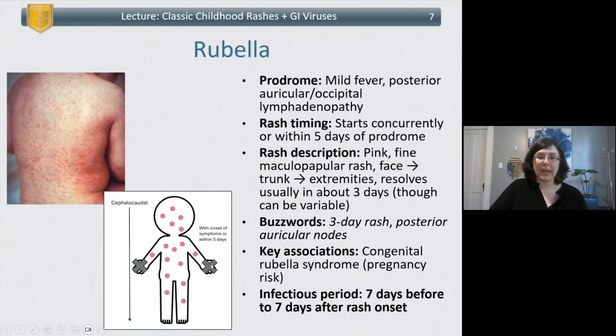One thing I do want to point out on my little picture here is in measles, the rash does involve the palms of the hands. In rubella, the rash does not involve the palms of the hands.